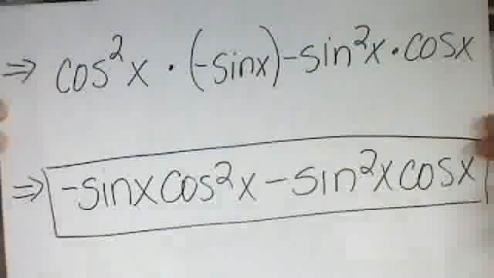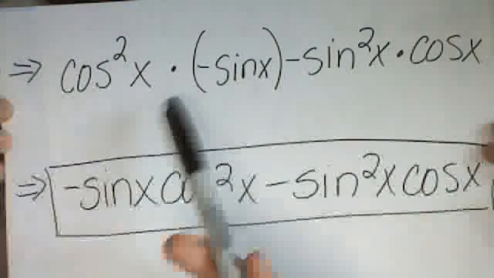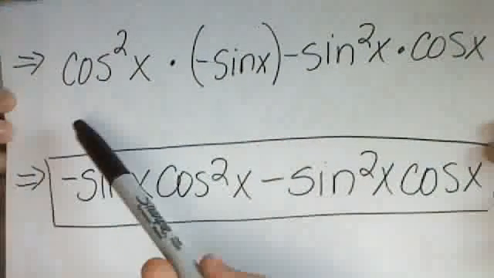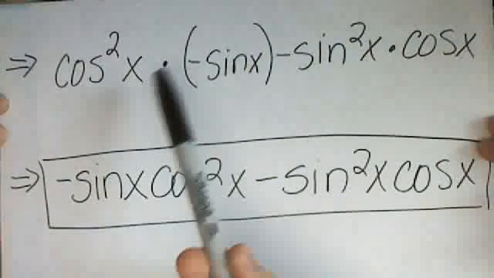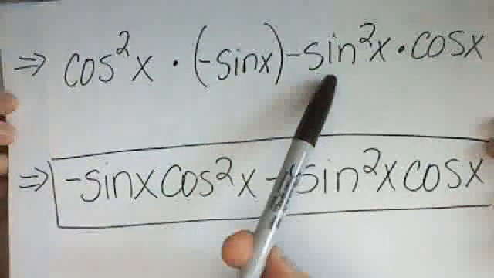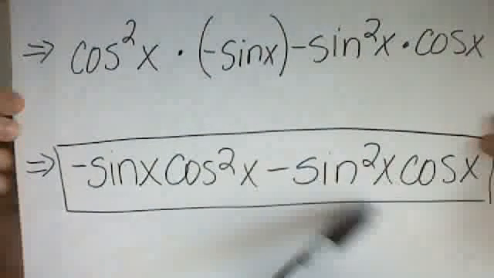Then, once you plug in the values into the integration, once you take the derivative, you get cosine squared of x times negative sine x minus sine squared of x times cosine of x. And then you simplify and combine like terms to get your answer.